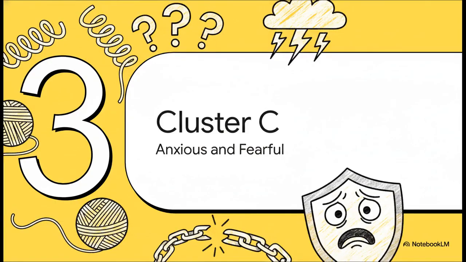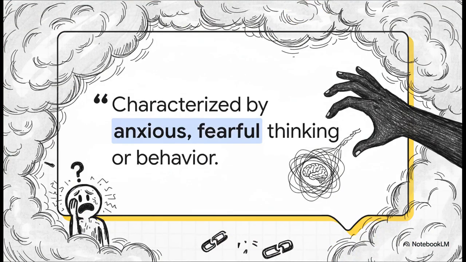All right, moving into our final landscape, Section 3, Cluster C: Anxious and Fearful. According to the APA, individuals in this cluster are characterized by anxious, fearful thinking or behavior. People grouped into Cluster C are heavily driven by deep-seated insecurities. They are often completely crippled by the fear of rejection, profound everyday worry, or the sheer terror of making a wrong decision or losing control of their environment.